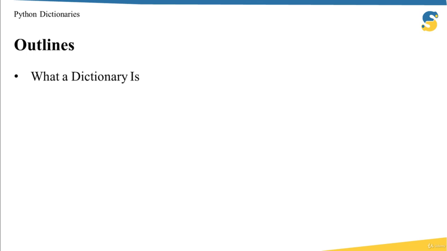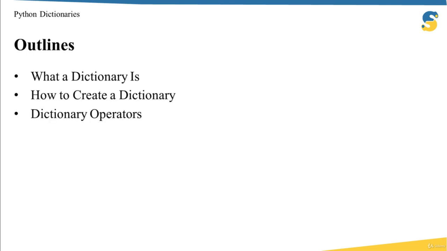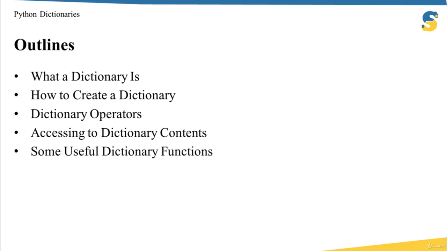So I will start by defining what a dictionary is, then we will see how we can create a dictionary and what the operators that are supported by Python. Then we will see how we can access dictionary contents, whether we want to get this content or to update this content. We will learn about some useful dictionary functions, and I will end this lecture with a quick summary. So let's get started.